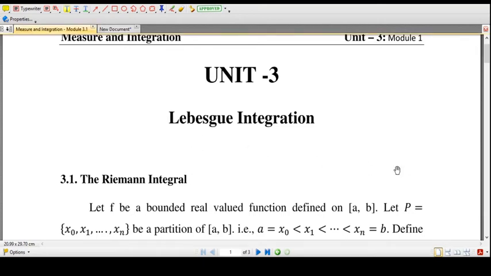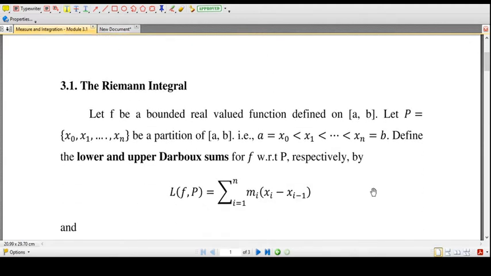In unit number 3, we are going to study the Lebesgue integration of measurable functions. Before we study the Lebesgue integration, first we recall some definitions related to the Riemann integral. What is the Riemann integral? How do we define the Riemann integral?